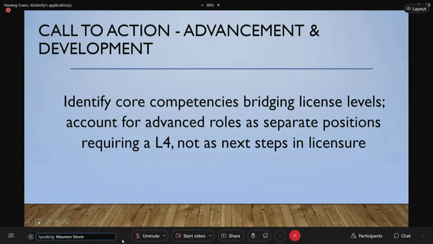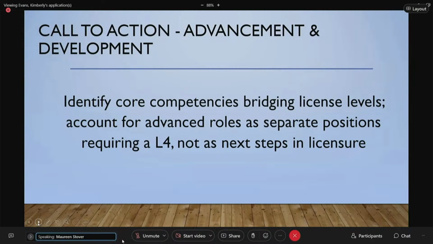So we also had a call to action that was specifically sent to our subcommittee, and that is to identify the core competencies bridging the licensure levels and account for the advanced roles as separate positions requiring a license for, not as the next steps in licensure. And so if you recall from our meeting in May, we actually looked at a potential new infographic to replace the green stair-step infographic. You're going to have that on your document that you'll be working with in Breakout 1 today. You'll see the current infographic, that's the green one that looks like the tiered steps going up from apprentice all the way through the adult leadership teacher.